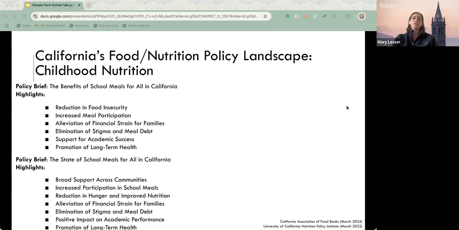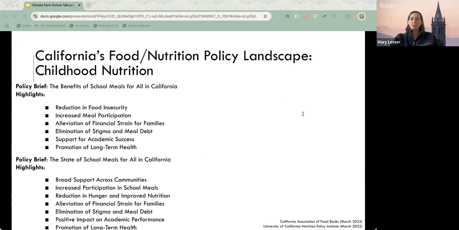There was found to be alleviation of financial strain for families, since families didn't have to worry about buying food to make lunches and breakfast or purchasing at school. Again, the findings supported the elimination of stigma and meal debt. There was continued support for academic success and the promotion of long-term health.